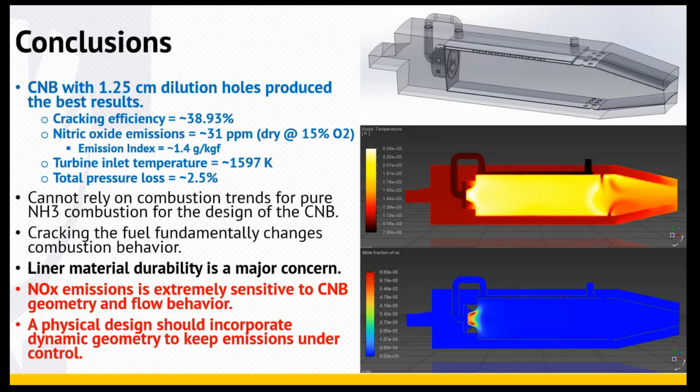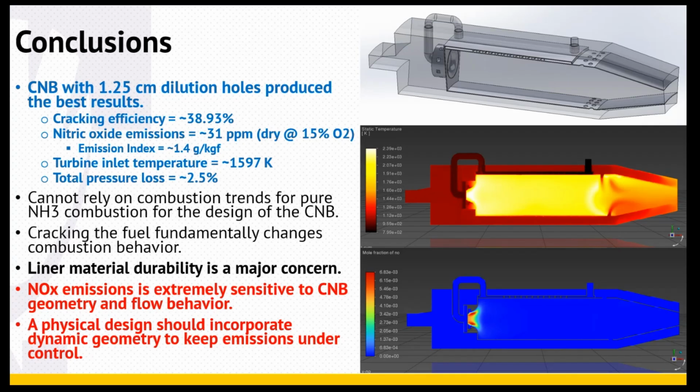So in conclusion, the 1.25 centimeter case produced the absolute best results. Very sort of subpar cracking percentage, but you're in that regime where the flame speed of this blend is approaching that of jet fuel. And your nitric oxide emission was only about 31 ppm when you filter out the water and correct it down to 15% O2. And then emissions index extremely low, much lower than what you see with other gas turbine jet engines that run on jet fuel, like the LEAP-1B. Turbine inlet temperature right on target and a very low total pressure loss.